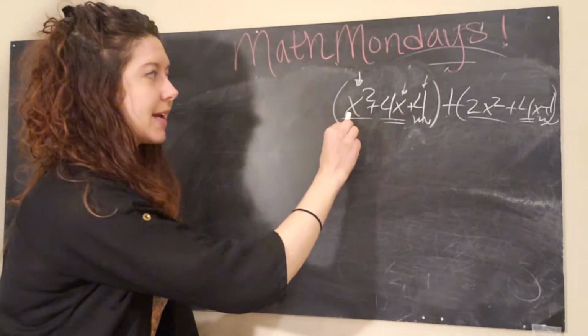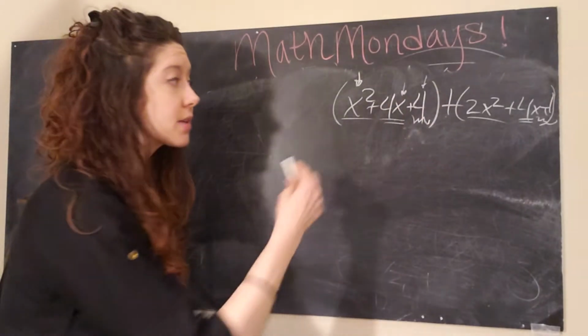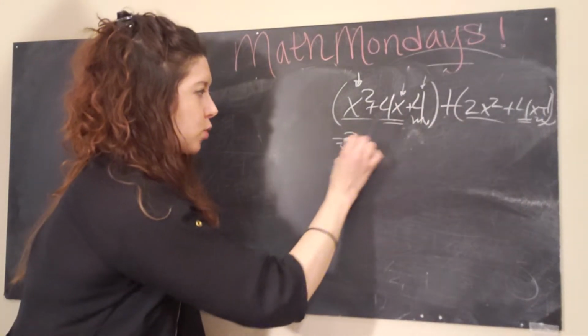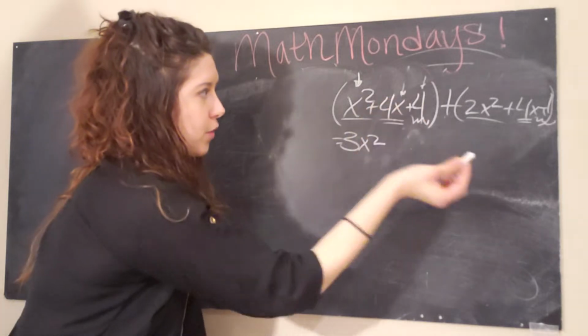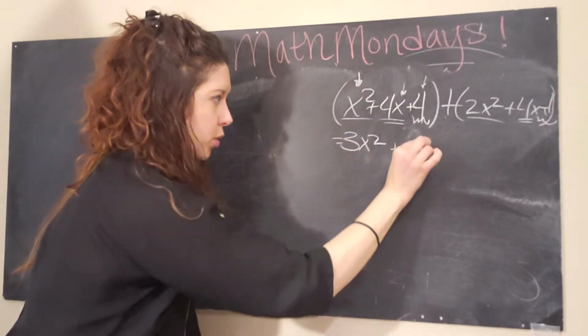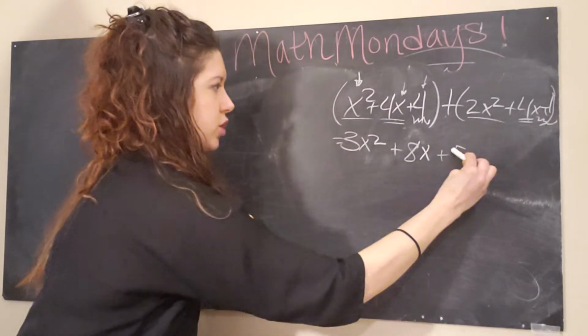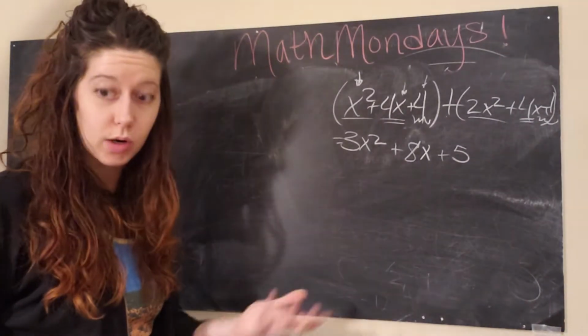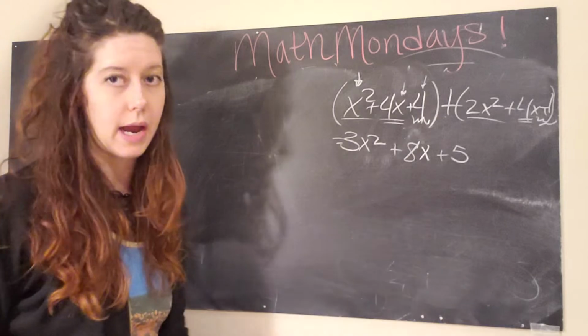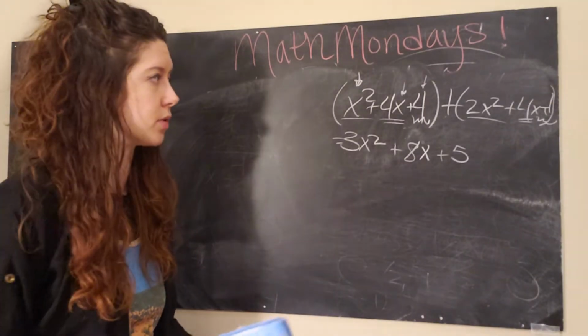Okay, so in this case we have an x squared plus a 2x squared, which is going to give us 3x squared. Then we have a 4x plus 4x. 4 plus 4 is 8x. And then we have a 4 plus a 1, which is 5. So that's what we would do if we were to simplify the addition of these two polynomials.